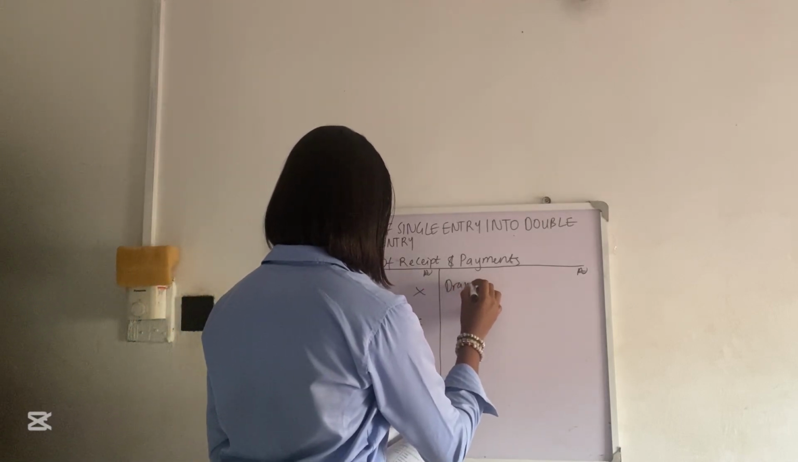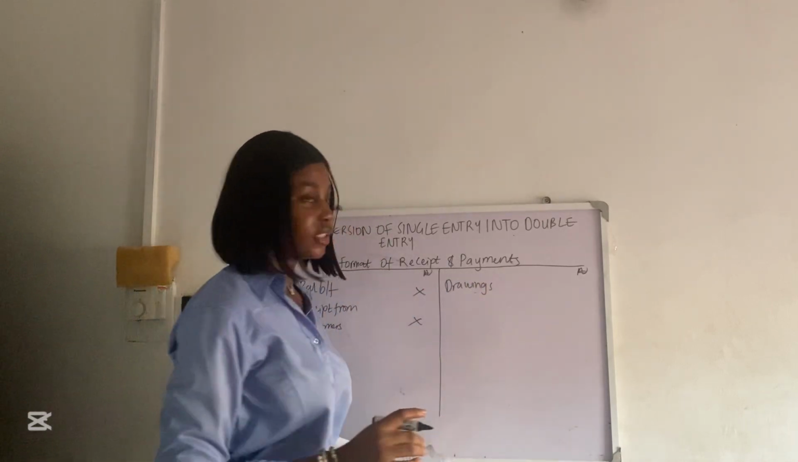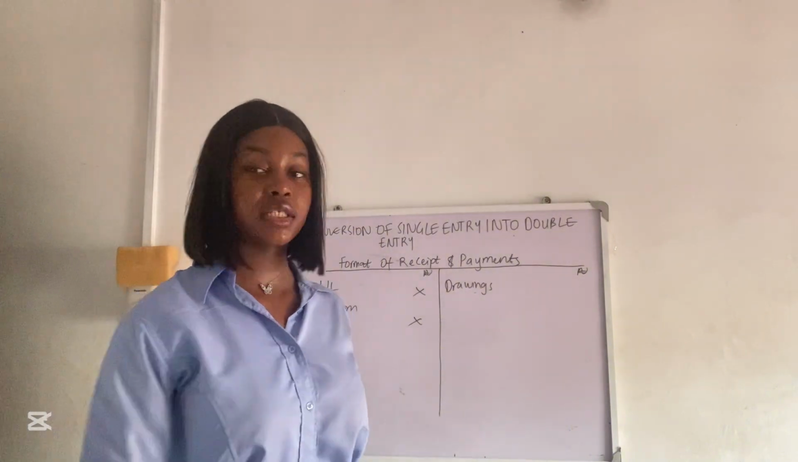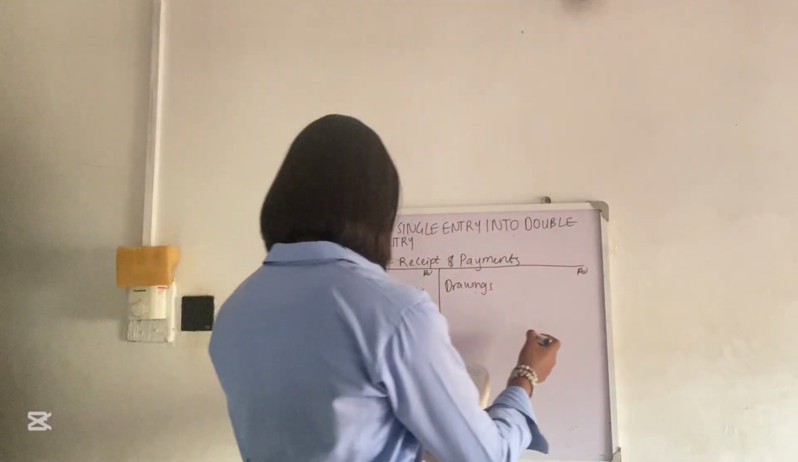Drawings. Remember, I said this is not everything that is in the cash book. I'm just writing some that is in the cash book. Drawings, X.